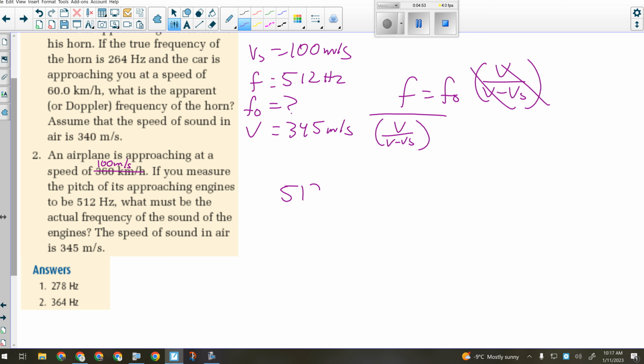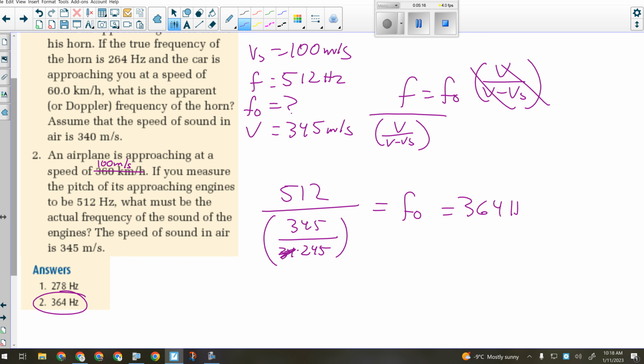Plug in my numbers and solve. So I'll have 512 divided by 345 over 245. That's going to equal FO. When we punch in those numbers, we should get 364 hertz, which fits. That frequency is much lower than the one we hear, and the one we hear should be higher with the approaching. Are you good with that one? The only real trick here is making sure to interpret the question correctly and put in minus or plus. After that, it's just algebra.